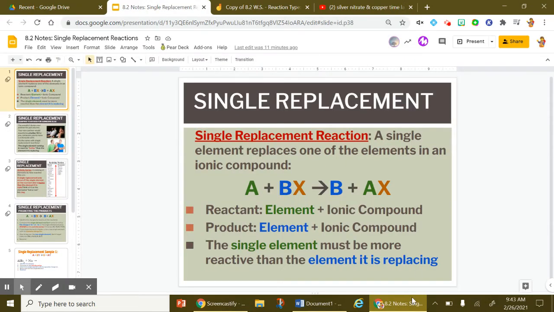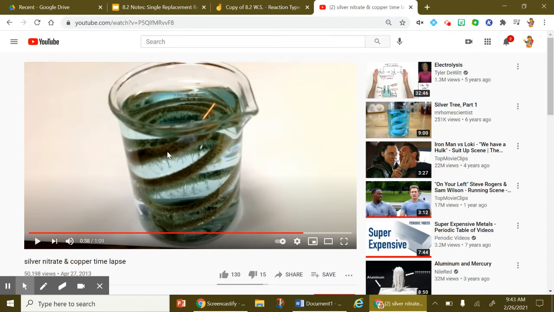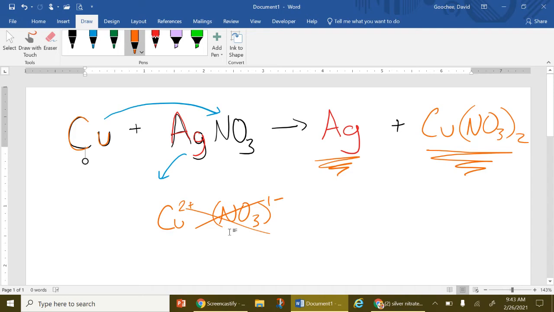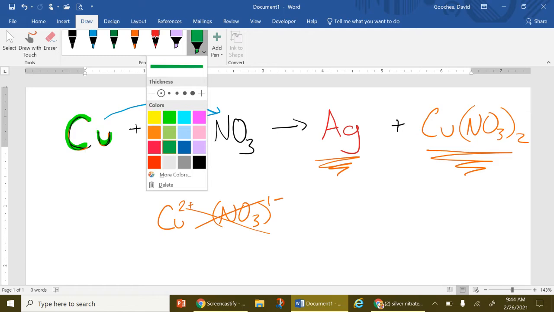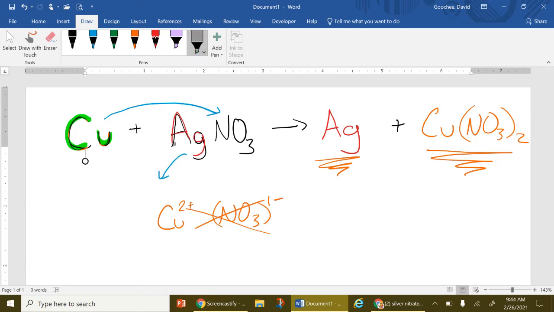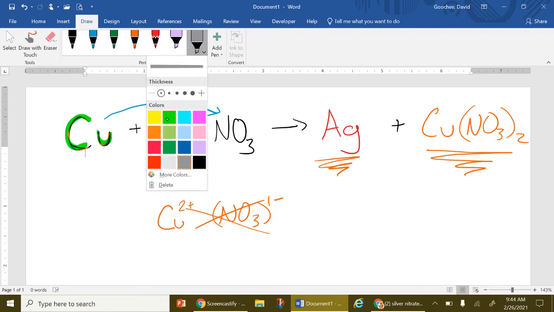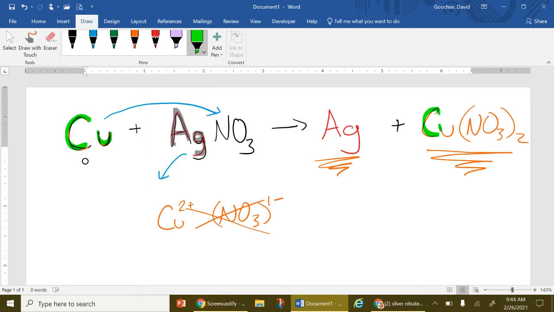Now, as I mentioned in the notes here, the single element coming in must be more reactive than the element it is replacing. In this example of silver nitrate mixing with copper wire, the only reason why this reaction works is because copper is a much more reactive element than the silver that it is replacing. Copper is better, and so the nitrate would much rather be bonded to the copper than to the silver.